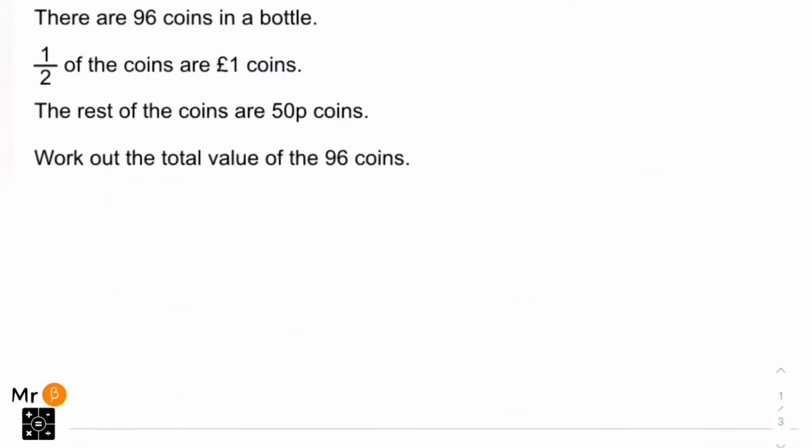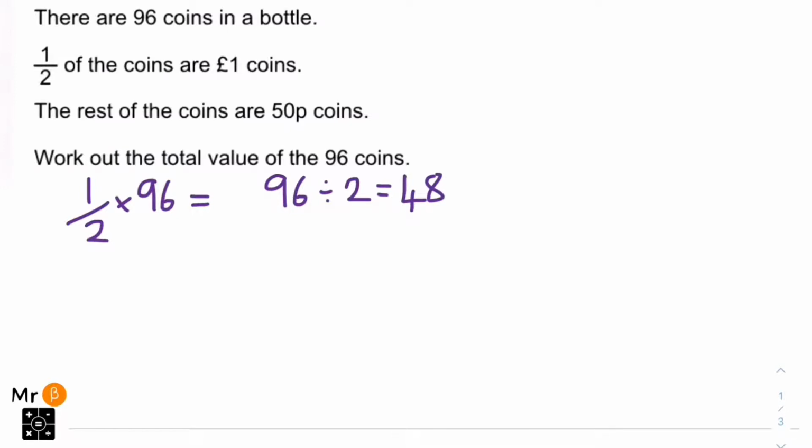There are 96 coins in a bottle. 1/2 of these coins are £1 coins. So straight away, let's work out how many £1 coins we've got by doing 1/2 of 96. So again, our method for this, we're going to do 96 divided by 2, which is 48. Then times that answer by our numerator, which just tells us 48 £1 coins. So in total, that is £48.